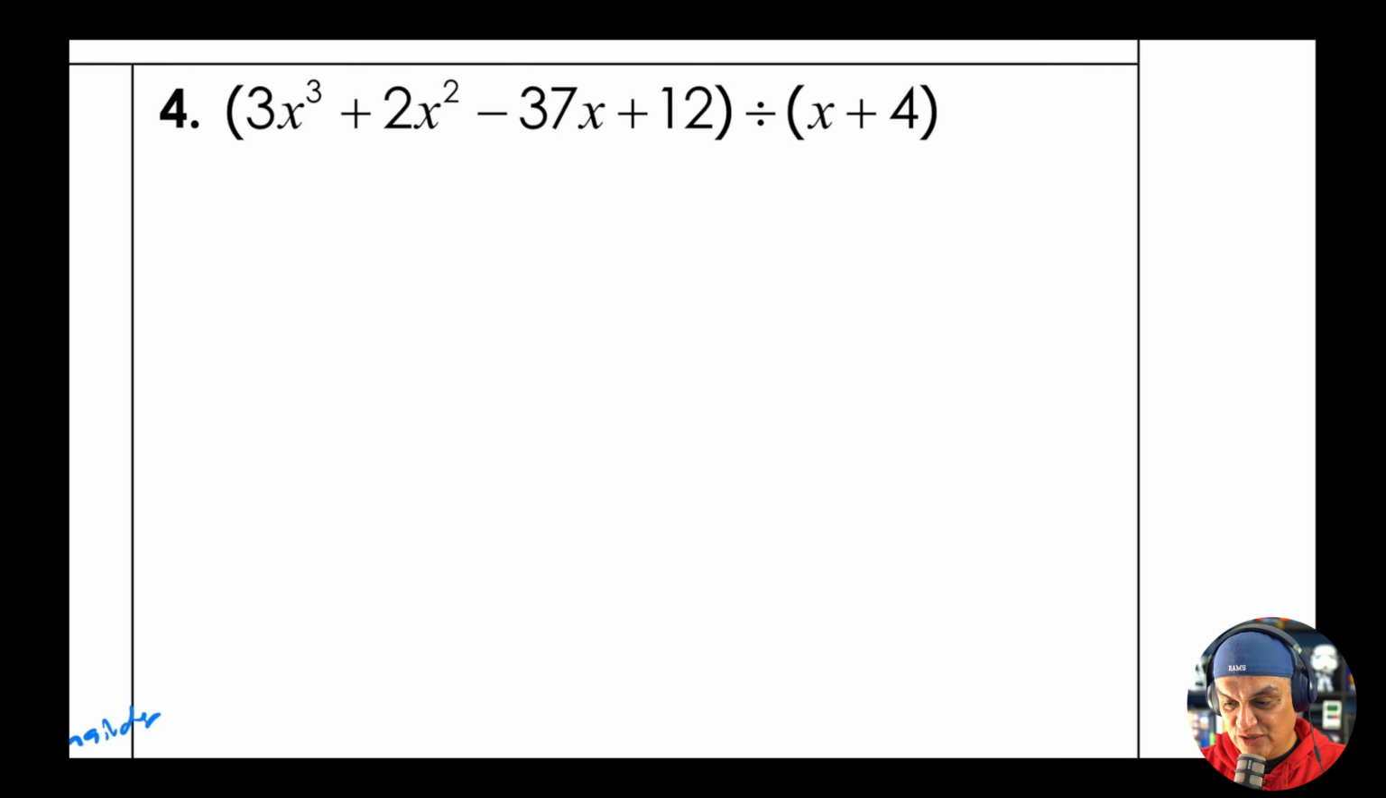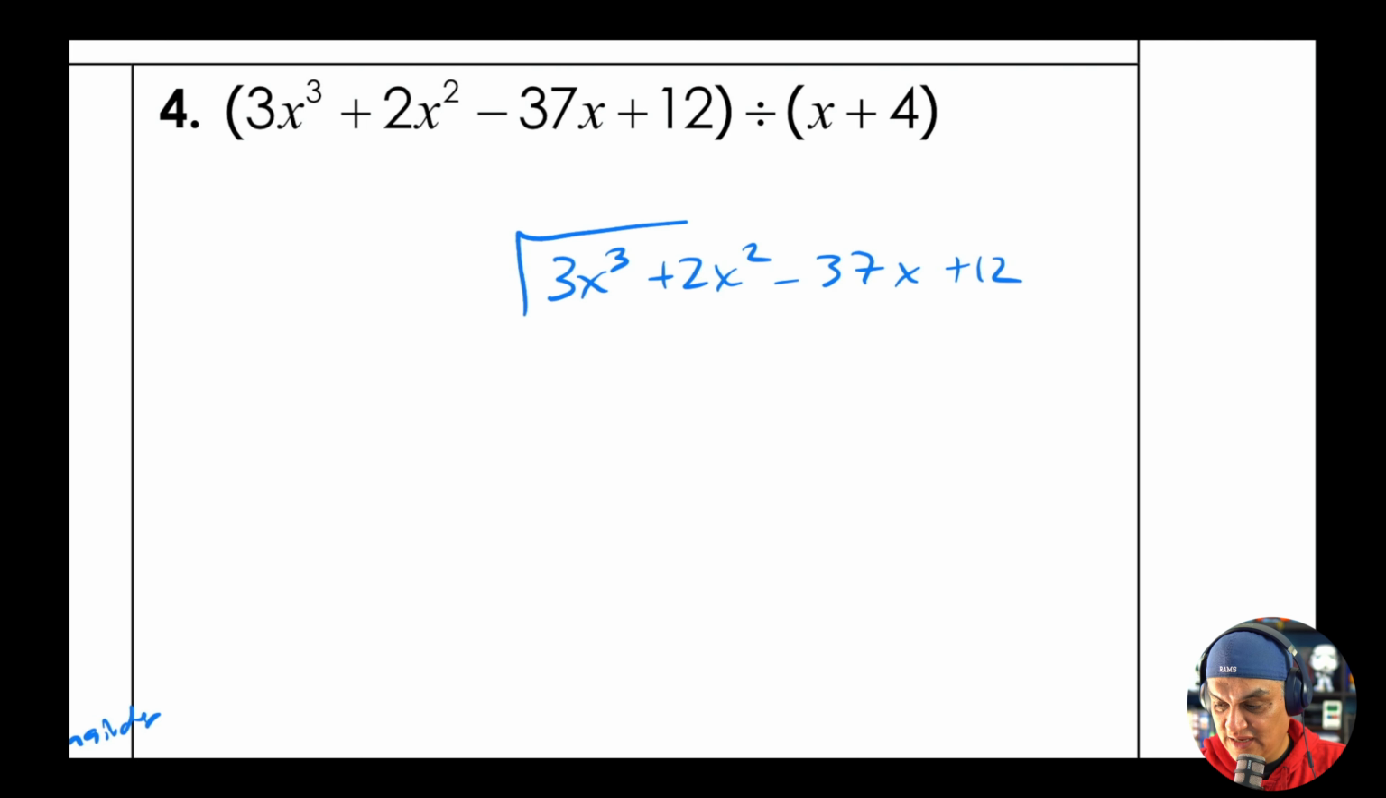So we have 3x cubed plus 2x squared minus 37x plus 12 divided by the binomial x plus 4. So the first number is the dividend, 3x cubed plus 2x squared minus 37x plus 12, and that goes inside the house. And then we put x plus 4 on the outside.